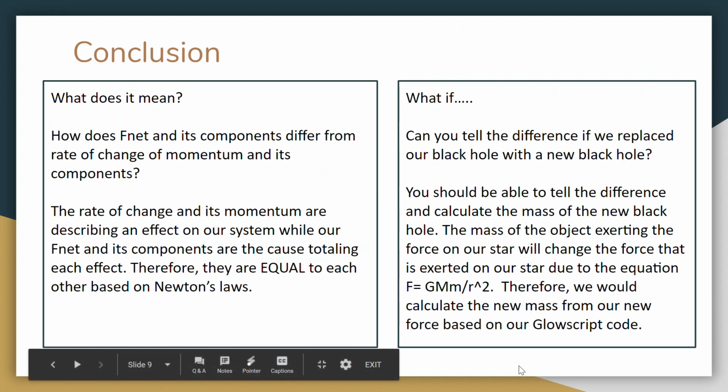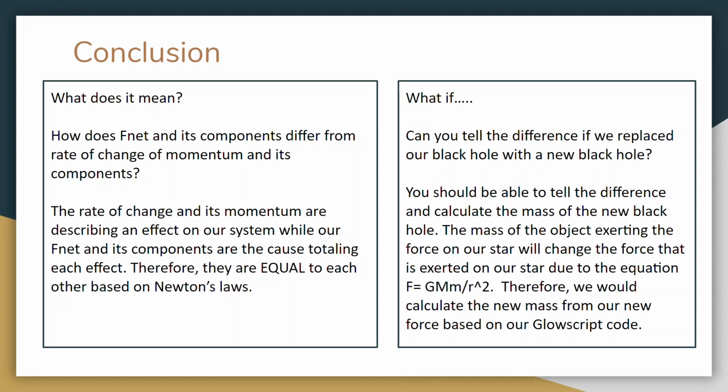What does this mean? We are able to see how the rate of change in its momentum is actually going to end up being the same as Fnet and its components because they're equal to each other based on Newton's second law, which is how I was able to do the calculations for this lab.